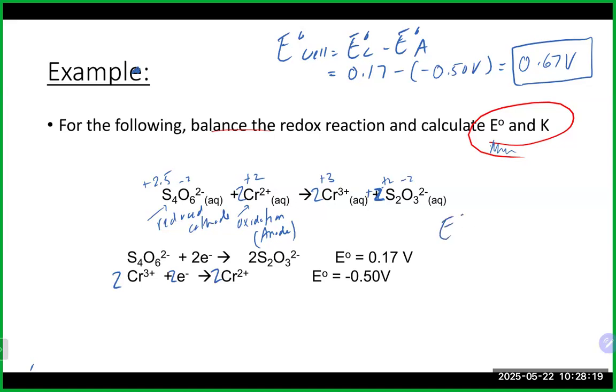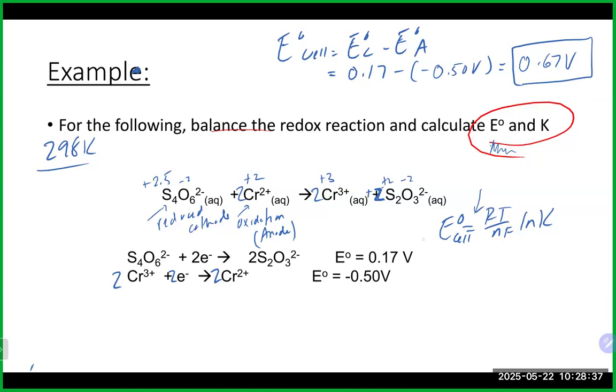So our E of our cell there, and the equation that involves K: RT/NF natural log of K. Remember, no negative on this guy. So our temperature here, even though it's not given, we'll just assume it's 298. There, it's probably a safe bet.